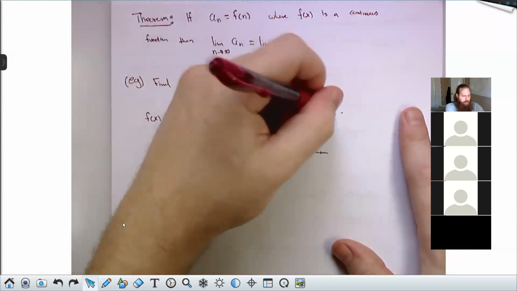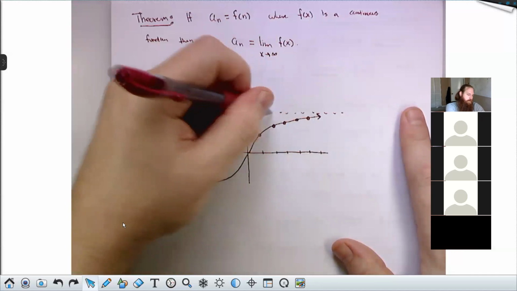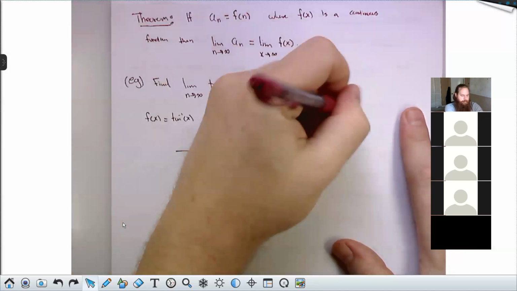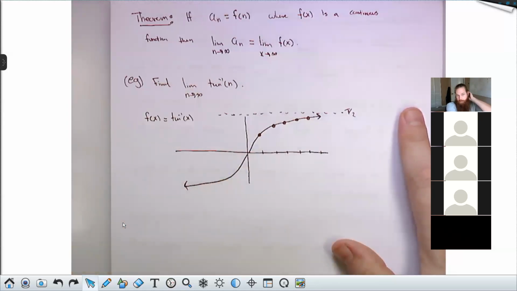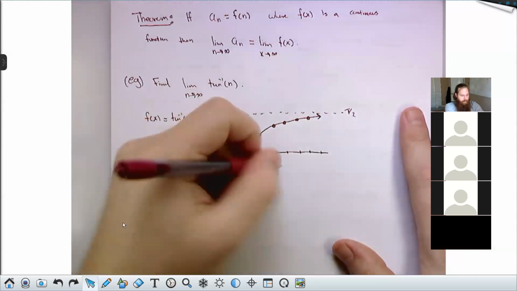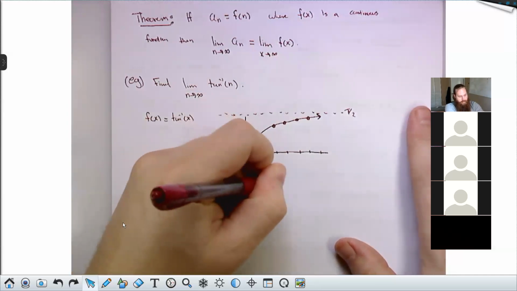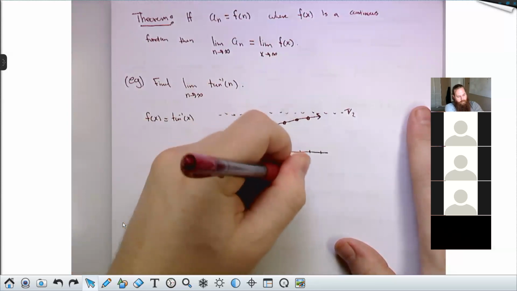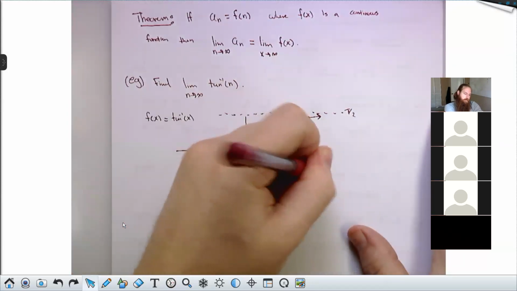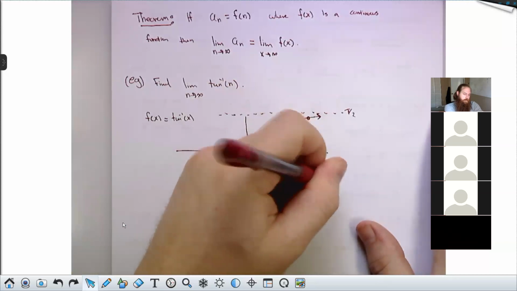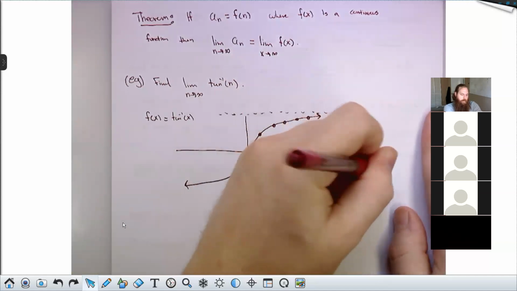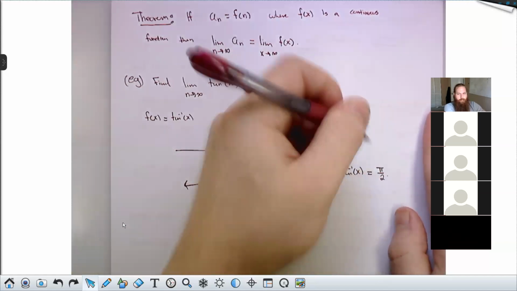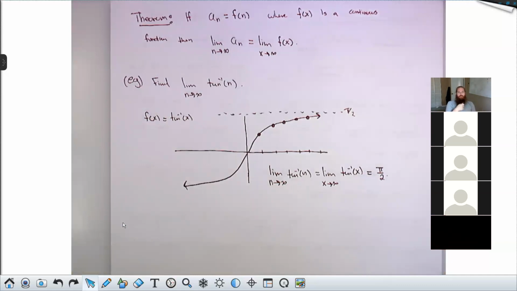But since the function is going to pi over 2, and the sequence is trapped along the graph of the function, the limit as n goes to infinity of the inverse tangent of n is equal to the limit as x goes to infinity of the inverse tangent of x. And that limit we know from Calc 1 is pi over 2. Does this make sense?